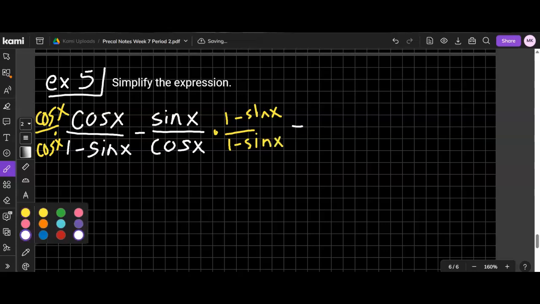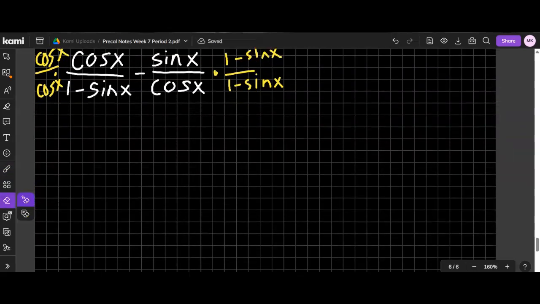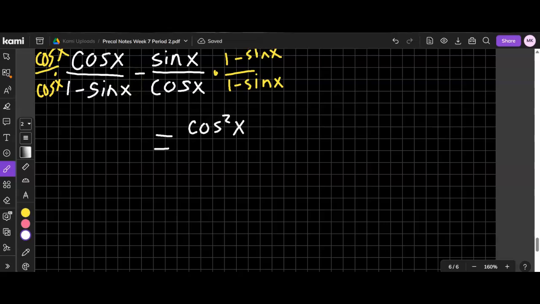So, rewriting this now gets really exciting. Let me go ahead and actually bring it down to the next line so I can give myself plenty of room. So we'll have the cosine of x times the cosine of x, which is just the cosine of x squared. And that's all divided by the cosine of x times 1 minus the sine of x. And we're subtracting that by sine of x times 1 minus sine of x.